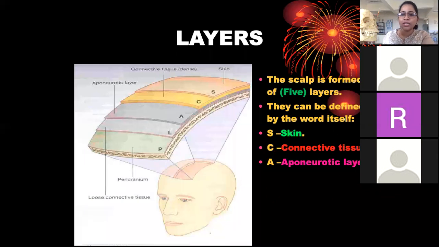Now let's see the layers of the scalp. There are 5 layers of the scalp. As the name suggests, SCALP. What do you mean by S? S means skin. Whatever we can see outside, this layer is the skin layer. C stands for connective tissue. A stands for aponeurosis.